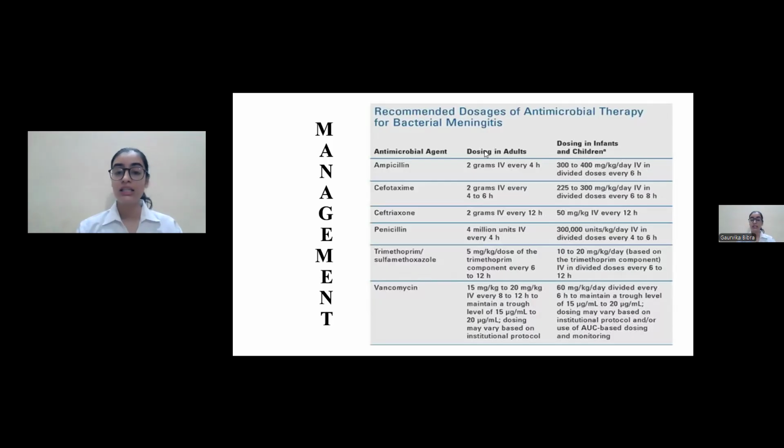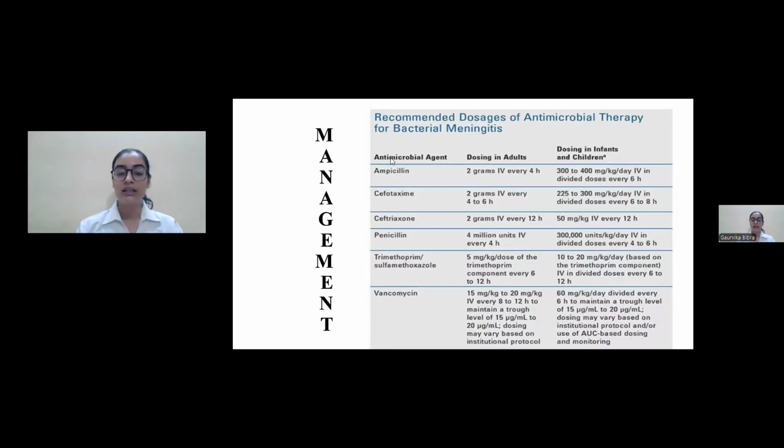Then this is the management of bacterial meningitis. We can give ampicillin and we can give penicillin or cefotaxime. We can give the drugs shown in the table. Vancomycin is a newer agent, and it is preferred nowadays. If a person has a penicillin allergy, we could also prefer other agents. Then the doses are mentioned for adults and children.